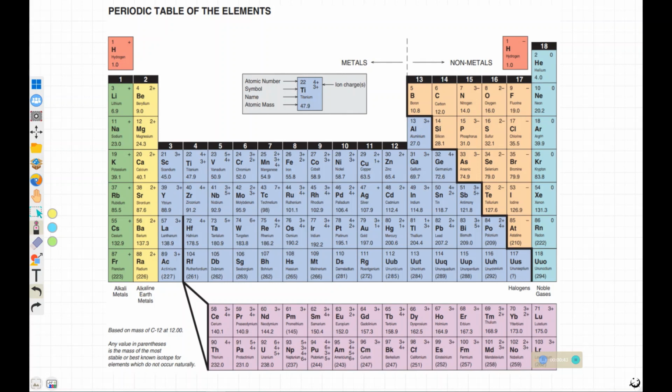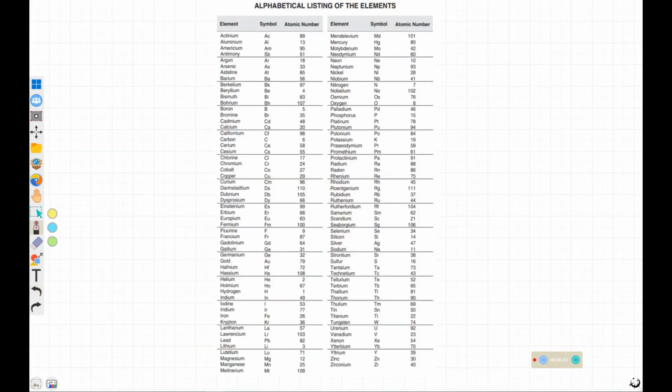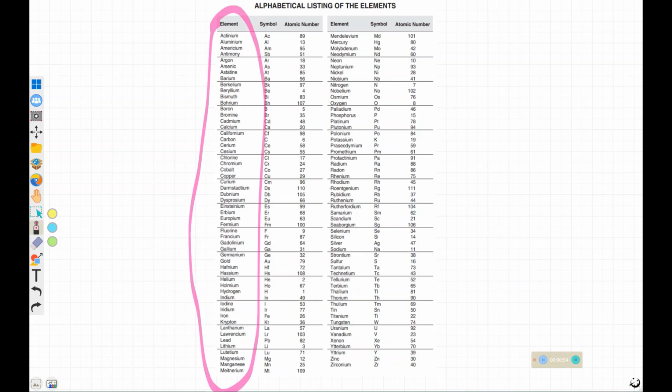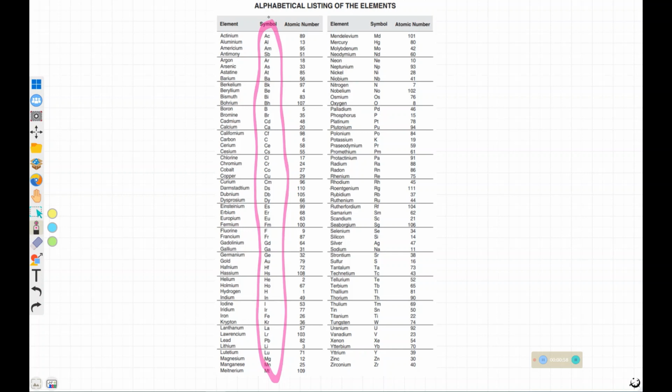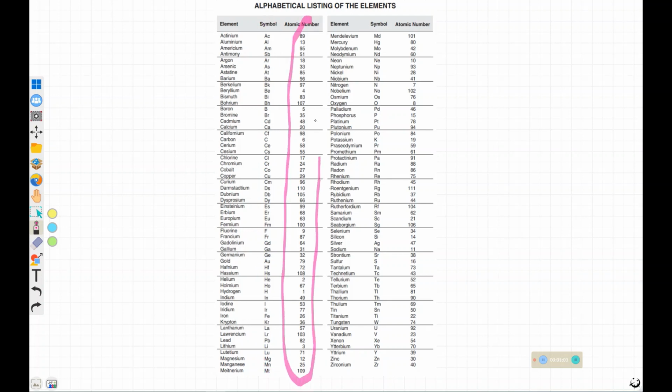But in your chemistry booklet, I provided a handy reference sheet right here. Looks something like this. That lists all of the elements in alphabetical order, as well as their elemental symbols, and most importantly, their atomic number. This atomic number can help you find, or hopefully make it a little bit easier to find, that element on the periodic table.